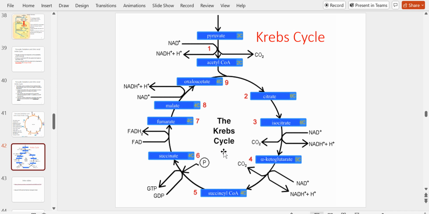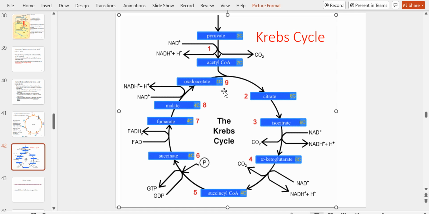Just another shot of the same thing. I'm not going to go into too much detail. There's lots of stuff going on here for the Krebs cycle, but I've told you what I'm looking for.